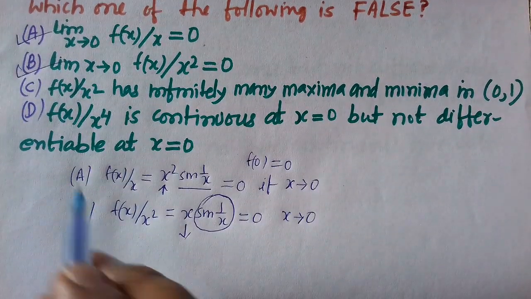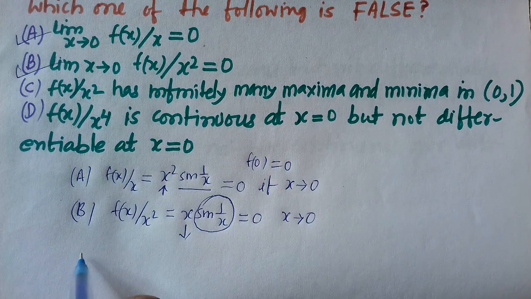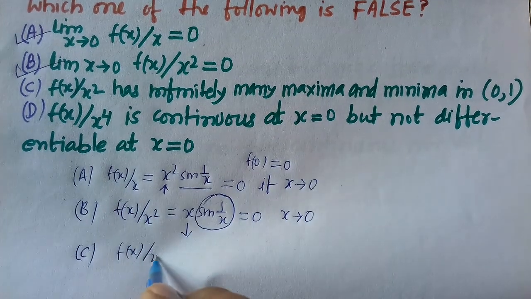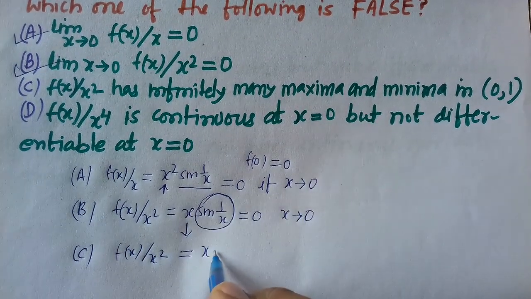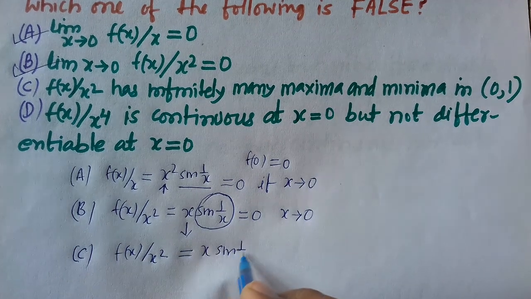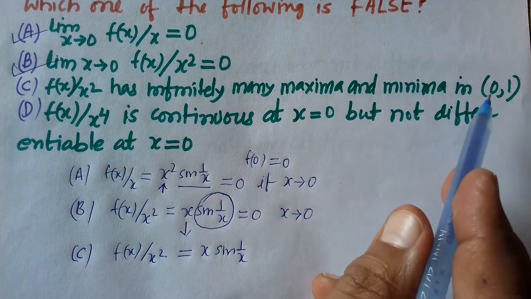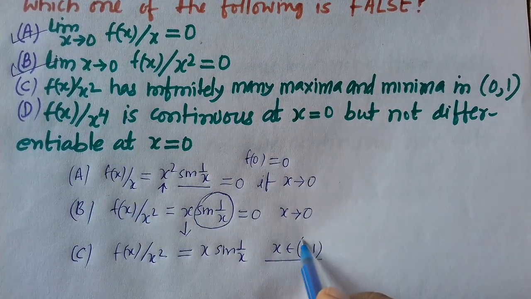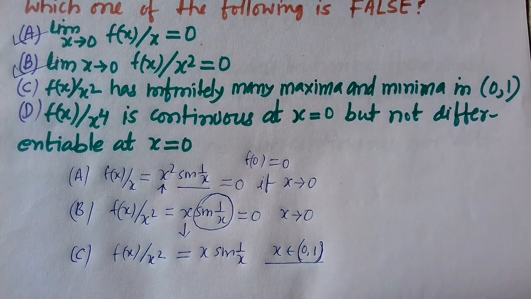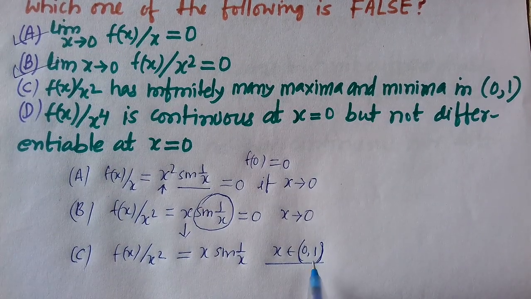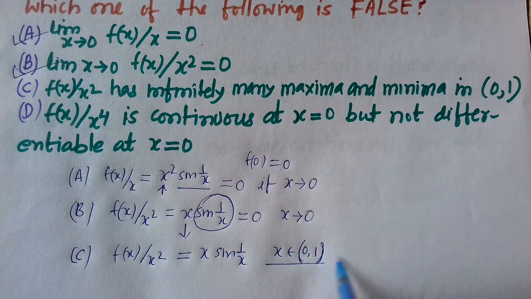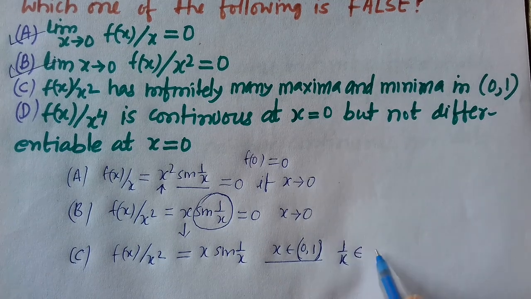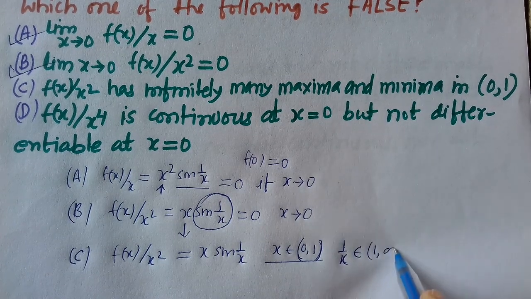Now C. In C you see f(x) by x square, and this function is going to be x sine 1 by x. In this, 0 is excluded, x belongs to 0 to 1. If you put 0 here, then 1 by 0 is infinity, a large value, and according to this interval 1 by x will be 1 to infinity.